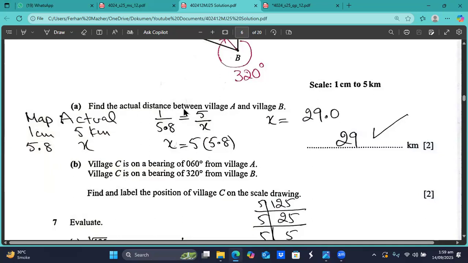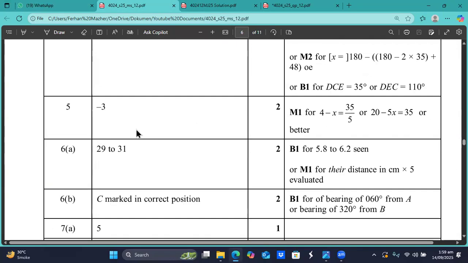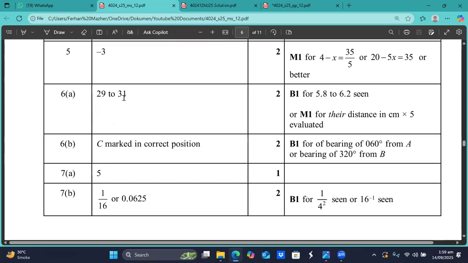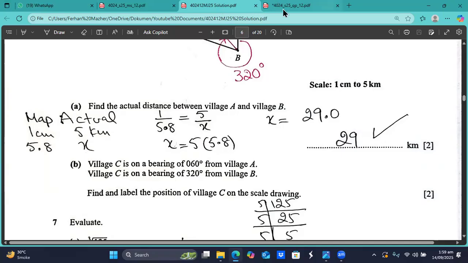So 1 divided by 5.8 will be equal to 5 by x. So cross multiply. So x will be equal to 5 multiplied by 5.8, and that is 29.029 kilometers. So my answer is 29 kilometers. They say the answer can be from 29 to 31. So our answer is right.